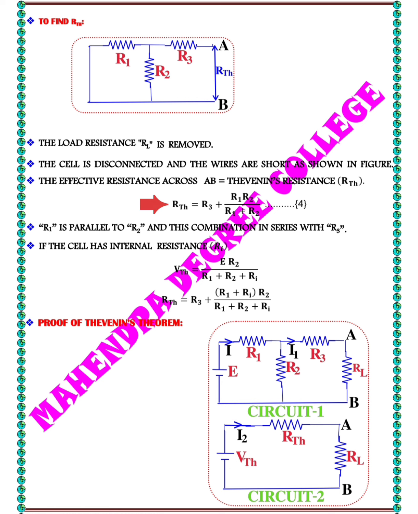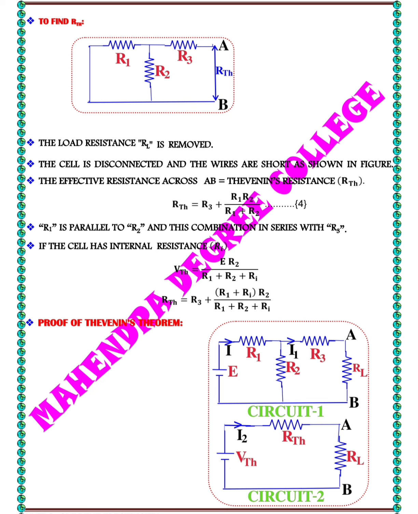Thevenin's resistance RTH equals R3 plus R1R2 by R1 plus R2. This is equation number 4. R1 is parallel to R2 and this combination is in series with R3. In simple words, the current flows through R1 and R2 separately, then the combined current flows through R3.